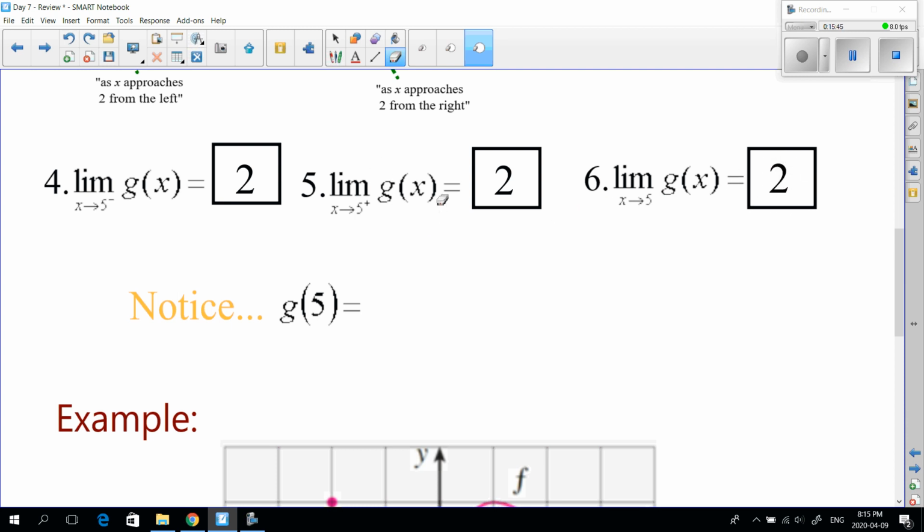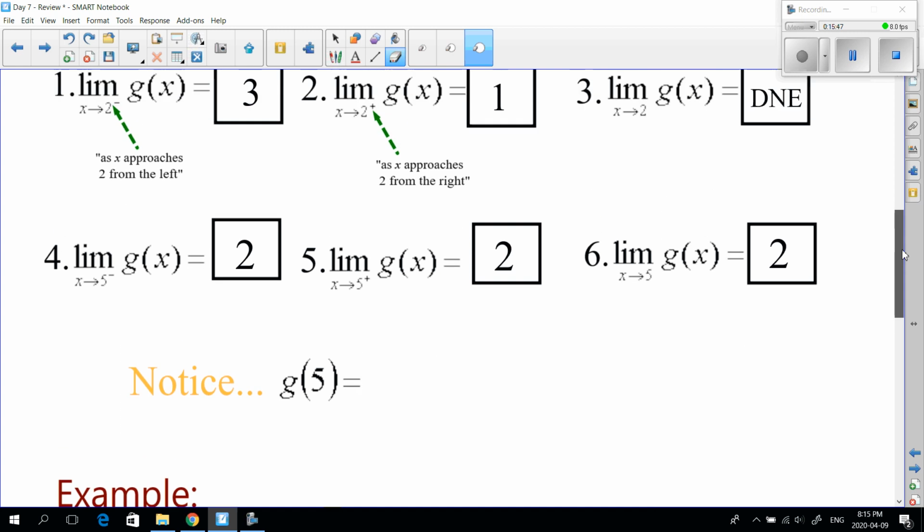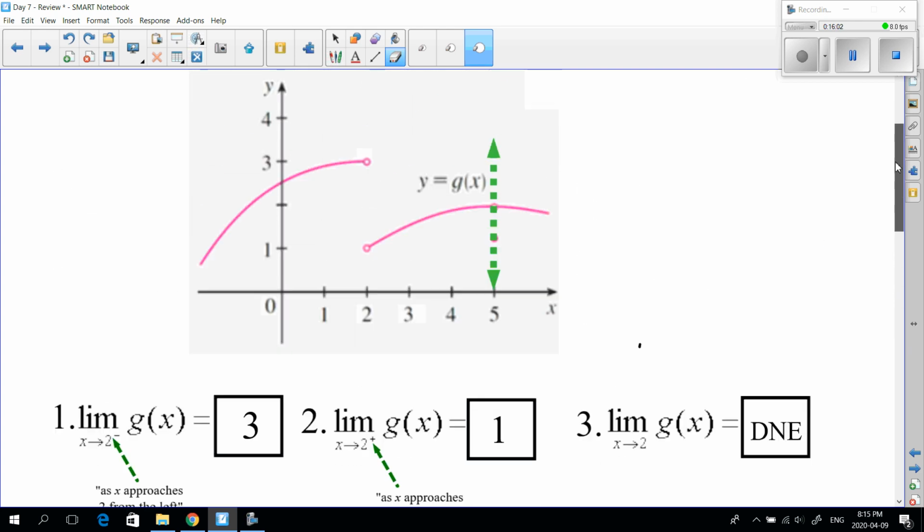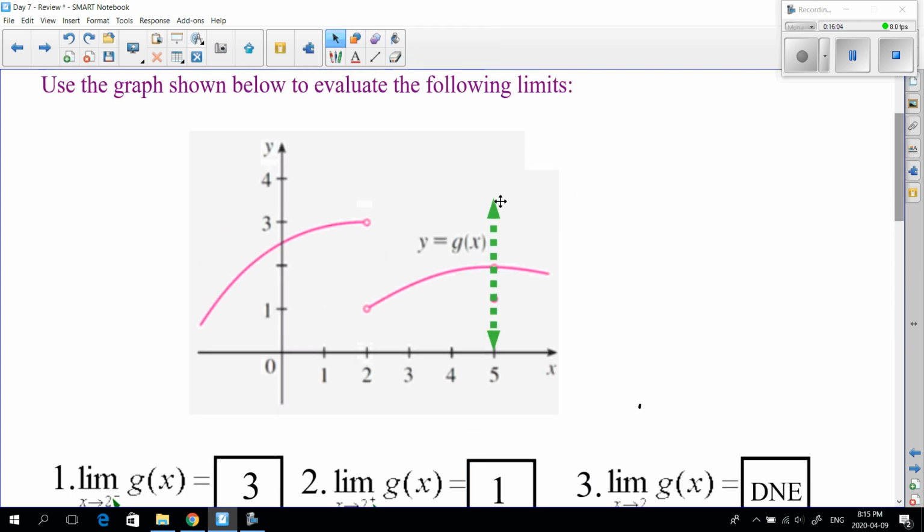Last question we're going to look at, g at 5. Notice this doesn't say anything about a limit. It's not asking you for the function's intended height. It's asking you for the function's defined height. When you see that, you can throw your little straight edge away. What you're actually trying to do is figure out what the height of the function is when x equals 5.